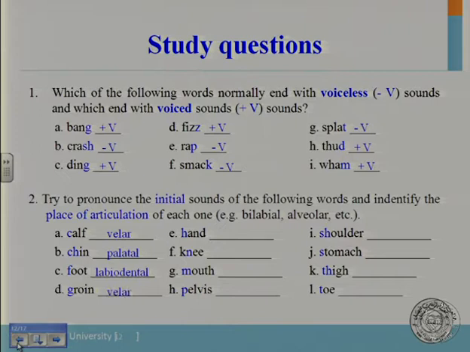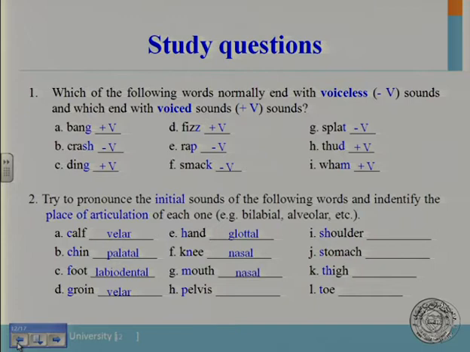Next, hand. Very simple. We have only one sound here. It is the only sound, one voiceless sound, a glottal sound. Okay, next is knee. Right, it is a nasal sound, as in m, as in ing, as in n. Next is mouth. It is again a nasal sound.